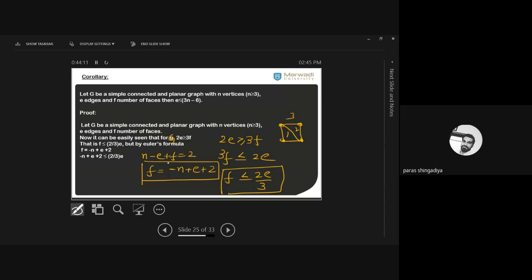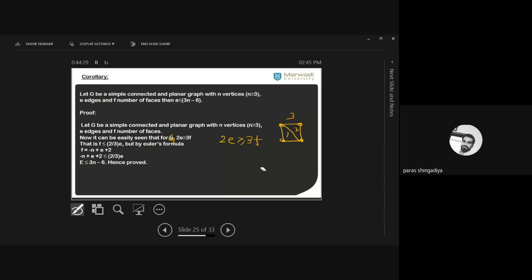Okay? Minus N plus E plus 2 less than or equal to 2e by 3. Replace the value of F there. And now simplify it. इसको simplify करना है, ठीक है? So you will get your answer. Let's simplify that. Just remove it. It's now easy to understand.